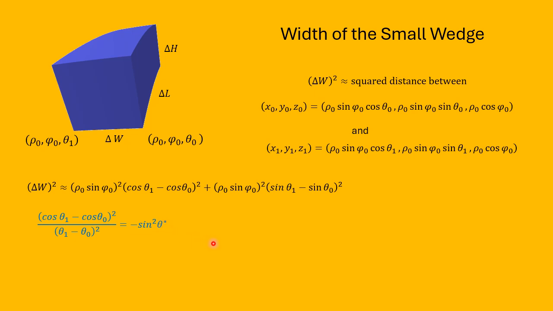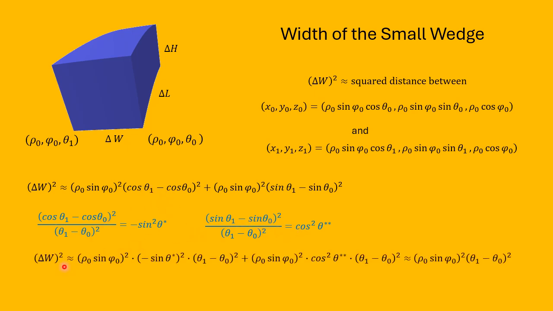Also, using the mean value theorem, we can say that this difference quotient, squared again, is equal to cosine squared of some other angle, theta double star. Theta star and theta double star are both somewhere between theta naught and theta 1. So what can we do then? Substitute these into here.